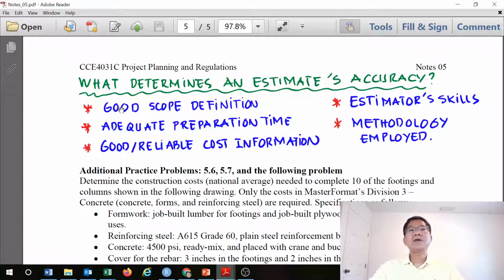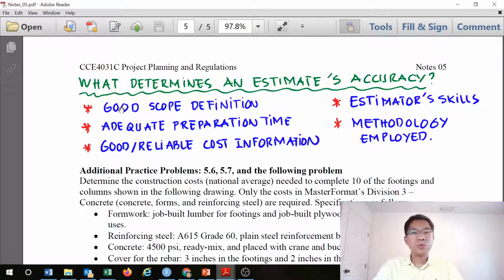what determines an estimate's accuracy? It's very important. We have done many estimates with different methods. How can we ensure the estimates are accurate? There are many factors that can determine that. These are the 5 factors that I just listed here so that you can see and keep that in mind to apply that in your project number 1, which is to do the estimate and bidding.